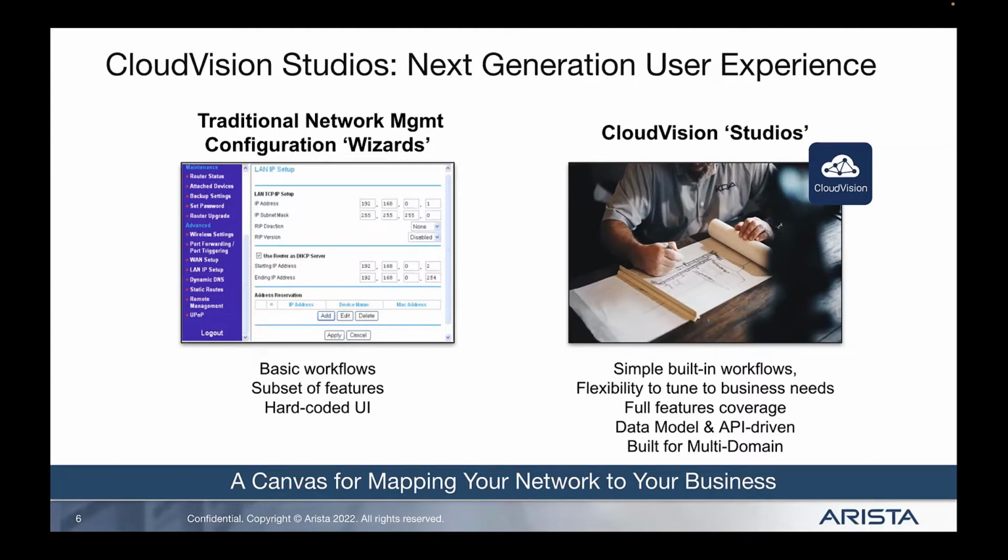So the neat thing is pretty much any EOS CLI command you have, you can run that through Studios. At the end of the day, we use the APIs. There are APIs available for Studios as well, but the whole focus itself is to make CloudVision a multi-domain platform that can extend across various network use cases, be it data center, campus, edge routing. We are working on building studios for each of these use cases, and you'll see some of these in action soon as well.